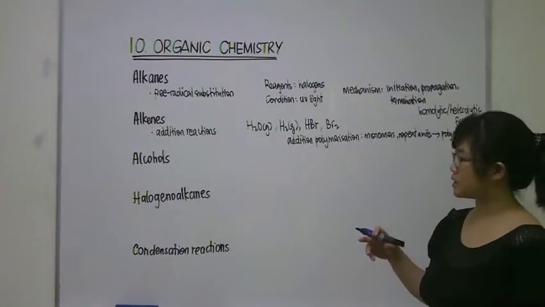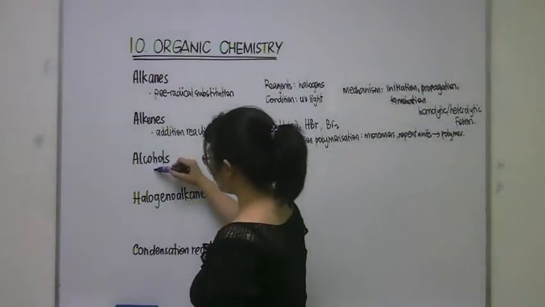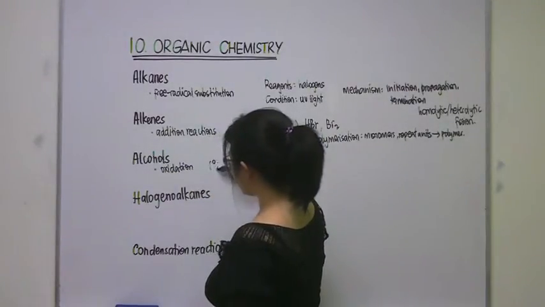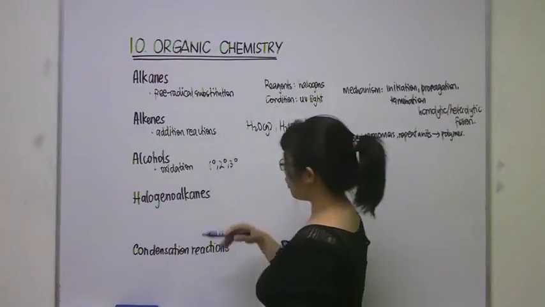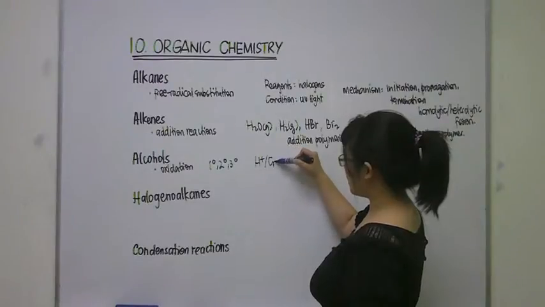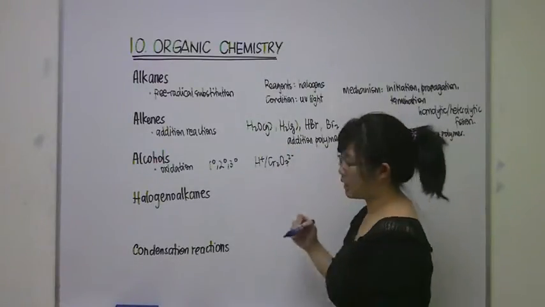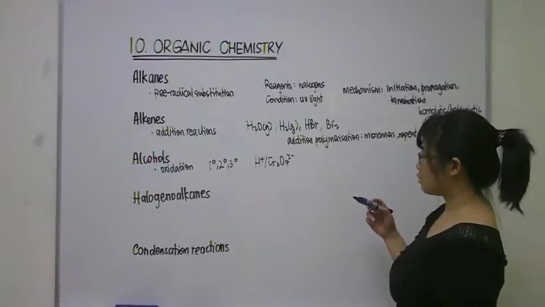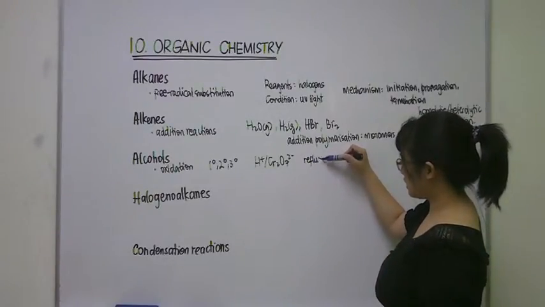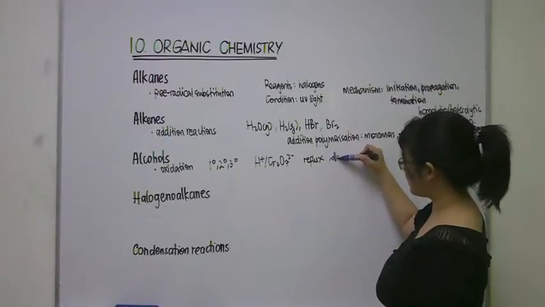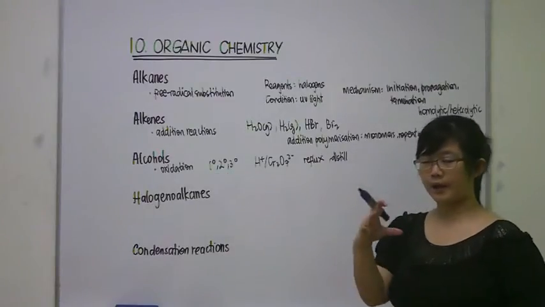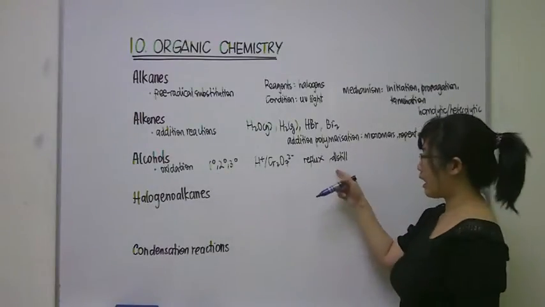Okay, addition polymerization. In alcohols, you need to be talking about oxidation and how primary, secondary, and tertiary alcohols will all give different products under the same reagent of acidified potassium dichromate. Okay, you also need to mention about the difference between reflux setup and distill.